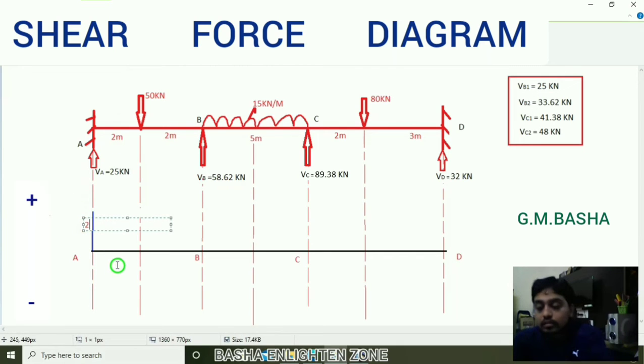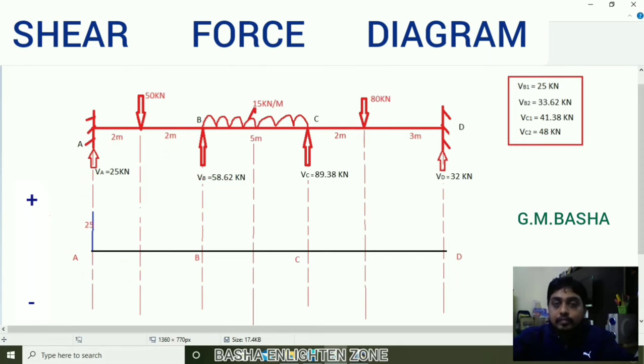Similarly, from point A to 2 meters, there will be no load acting. From 0 to 2 meter span, there will be no load acting. Therefore, here you will take a constant line, means a straight line. Okay, again at this position, a point load of 50 kilonewton is acting exactly at the center of this 2 meter span, in the downward direction. Therefore, we are here at this position.